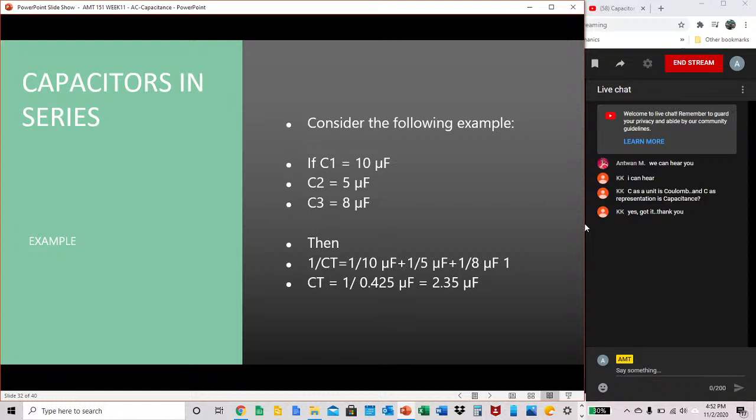Okay, so we have our capacitors. We have 3 different values, capacitor 1, 2, and 3. If we use the equation that we were given, we have 1 over total capacitance equals, and then we plug in our capacitors. We have capacitor 1 as 10 microfarads, capacitor 2 is 5 microfarads, capacitor 3 is 8 microfarads, and that will give us 2.35 microfarads.